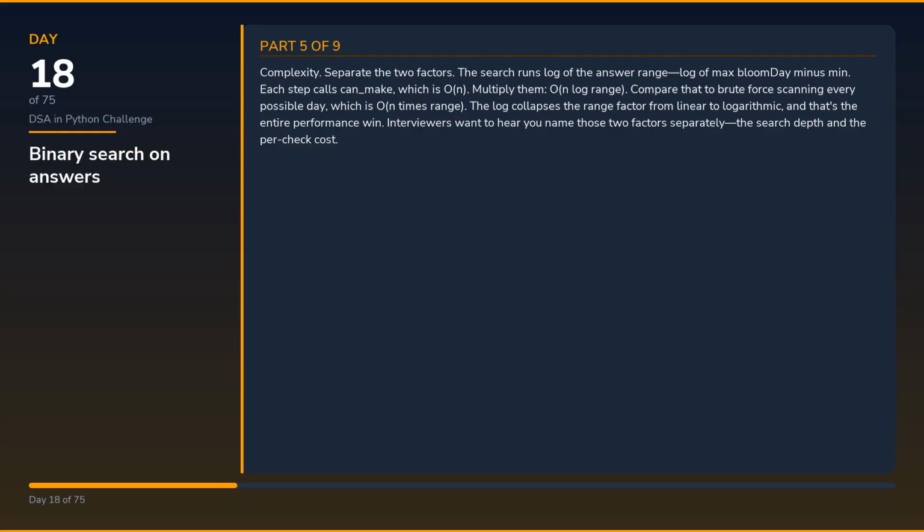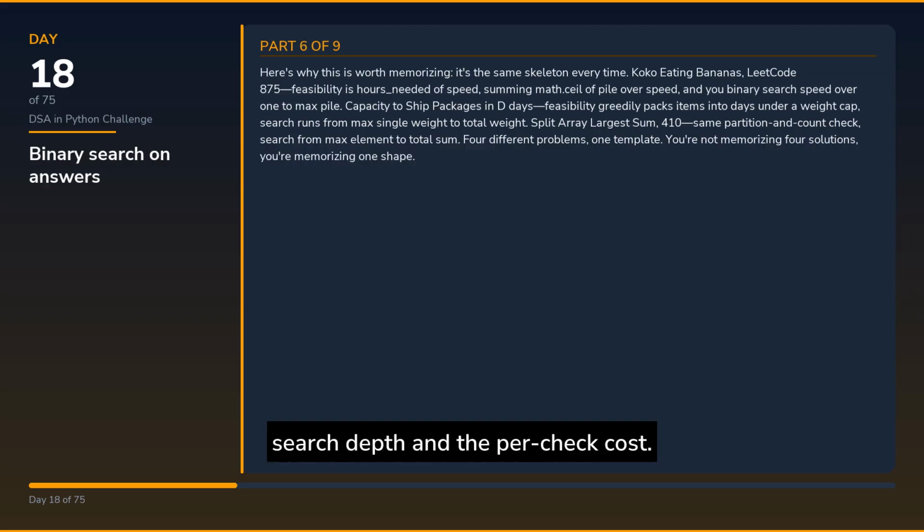Complexity. Separate the two factors. The search runs log of the answer range, log of max bloom day minus min. Each step calls can_make, which is O(n). Multiply them, O(n log range). Compare that to brute force scanning every possible day, which is O(n) times range. The log collapses the range factor from linear to logarithmic, and that's the entire performance win. Interviewers want to hear you name those two factors separately, the search depth and the per-check cost.